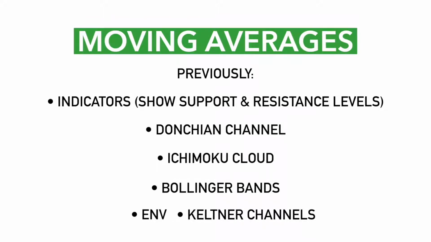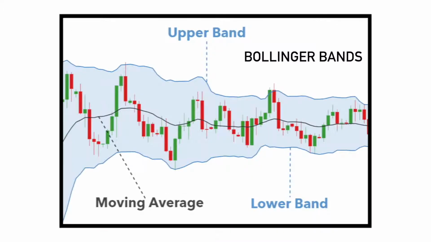Now, I know what you're thinking. We already went over moving averages last class, so why are we going over them again? Well, last class was about indicators that show us support and resistance levels, and moving averages do show you that. However, there are so many other things that moving averages can show you. For instance, the Bollinger Bands can show us support and resistance levels, which is why we went over them last class, but they can also show us if the stock is overbought or oversold, which is why we'll be going over the Bollinger Bands again during our overbought and oversold class.